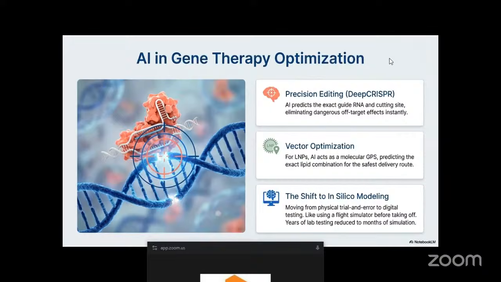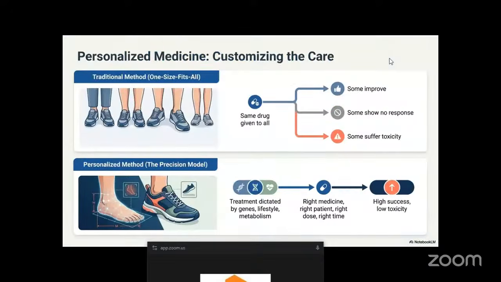It also optimizes the vector, like what lipid nanoparticles have to be used, what the lipid composition is, and what the ratio is, so that it can be easily delivered into the person.